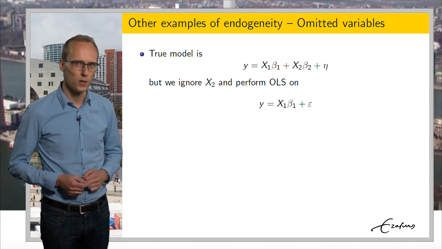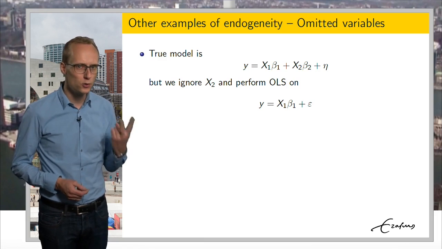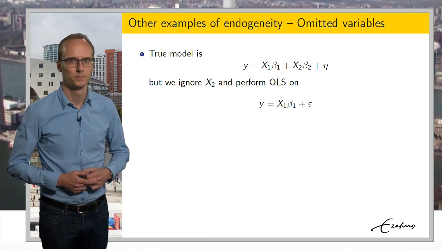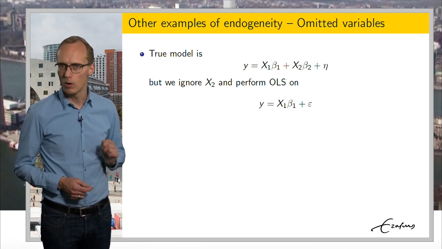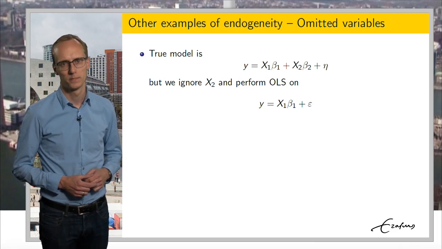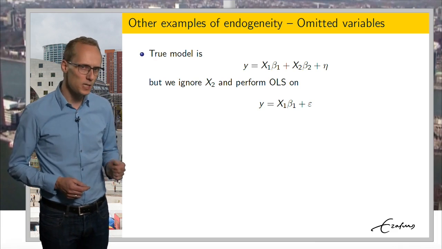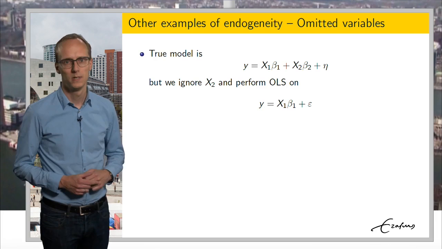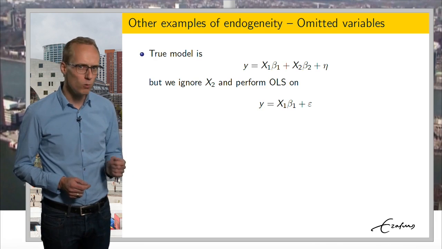Suppose that the true model for the variable y contains two blocks of explanatory variables, x1 and x2, and that in this true model all assumptions are satisfied. However, when we estimate beta, beta 1, we omit x2. That is, we regress y only on x1.